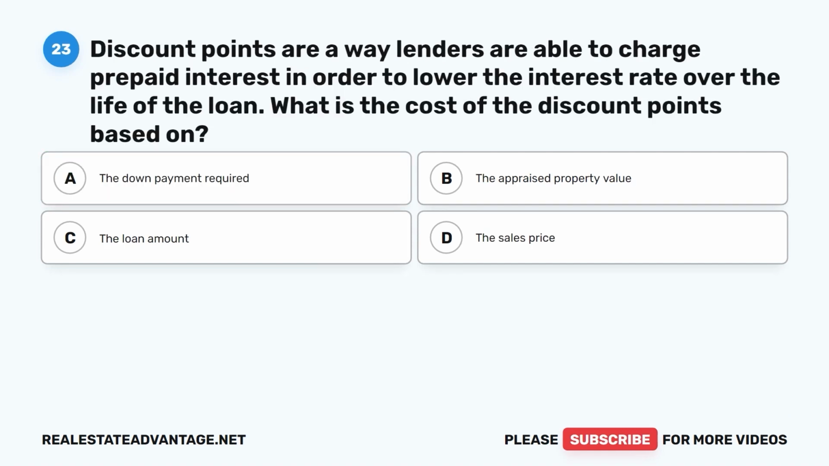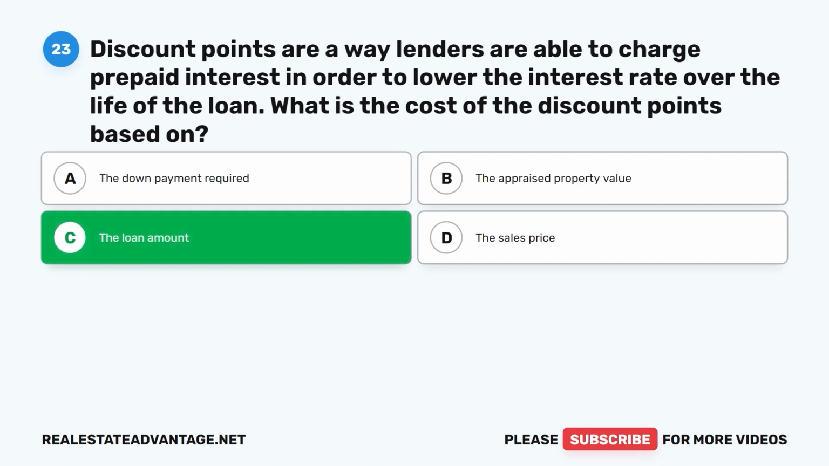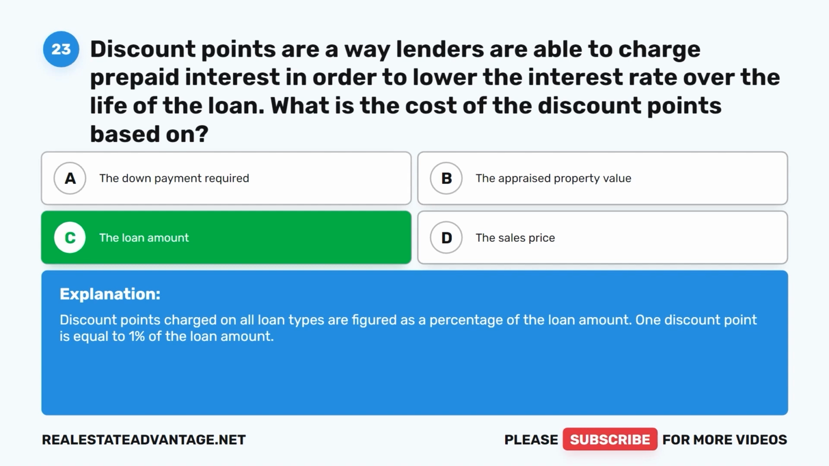Question 23. Discount points are a way lenders are able to charge prepaid interest in order to lower the interest rate over the life of the loan. What is the cost of the discount points based on? A. The down payment required. B. The appraised property value. C. The loan amount. D. The sales price. The correct answer is C. The loan amount. Discount points charged on all loan types are figured as a percentage of the loan amount. One discount point is equal to 1% of the loan amount.